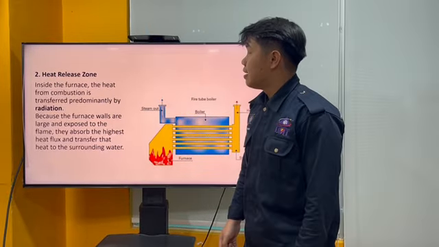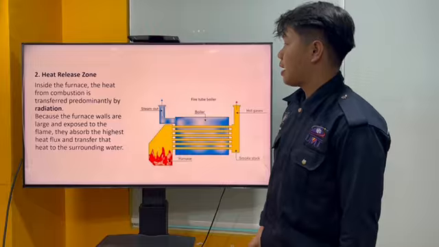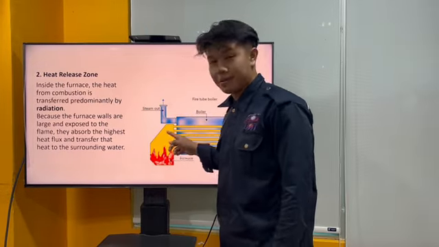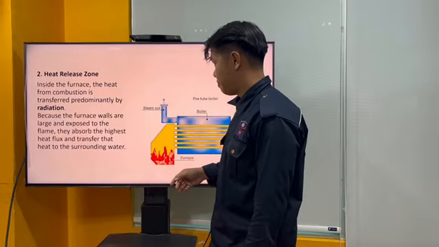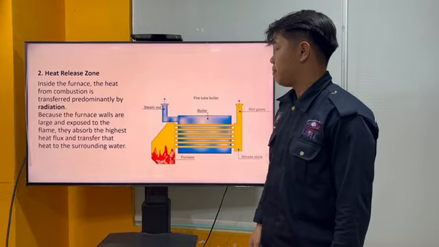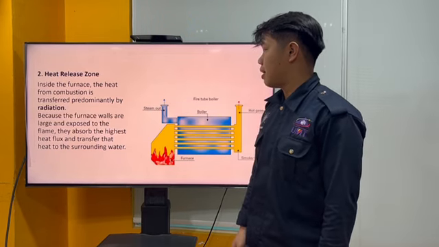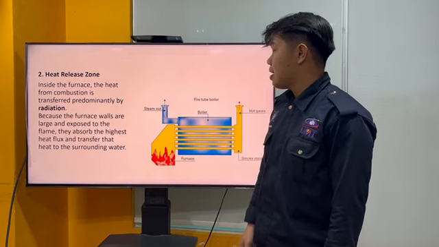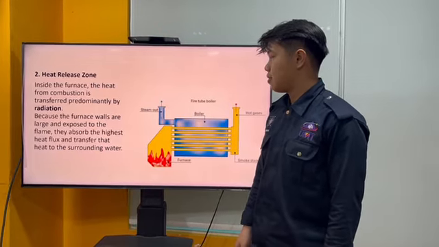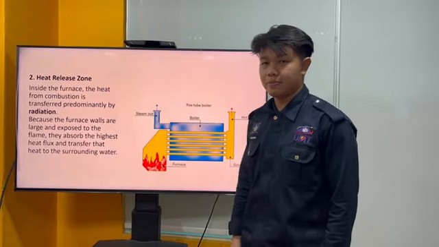Secondly, furnace acts as a heat release zone. Inside the furnace, the heat from combustion is transferred predominantly by radiation. Because the furnace walls are large and exposed to the flame, they absorb the highest heat flux and transfer the heat to the surrounding water.